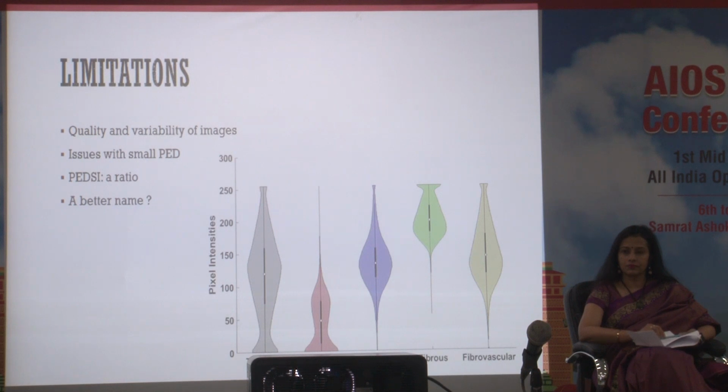There are severe limitations with the study. We also know that there are issues with the quality and the variability of OCT images. The algorithm basically used the pixel intensities to classify the PEDs into three components. So we see that there is a significant amount of overlap between the serous and the neovascular component. The issues we face clinically, the algorithm also had similar issues. Then there are issues with the smaller PEDs, where quantification of the PED size becomes a challenge. PEDSI, again, we should know that it's a ratio. So even if the total PED area increases, the PEDSI ratio keeps on changing.